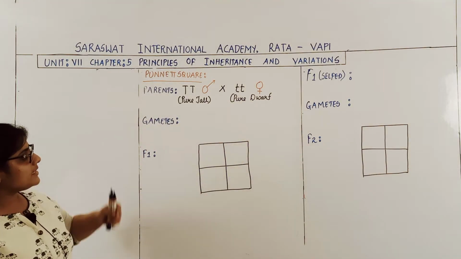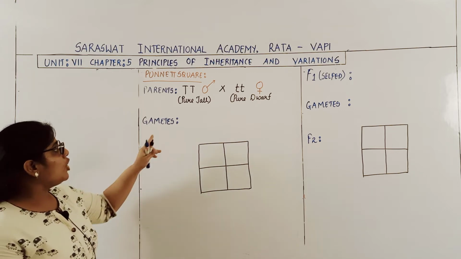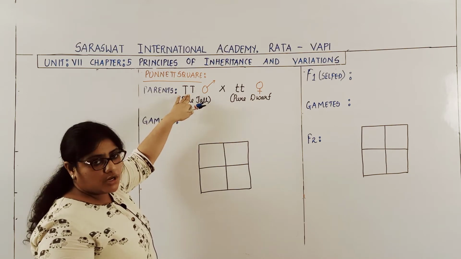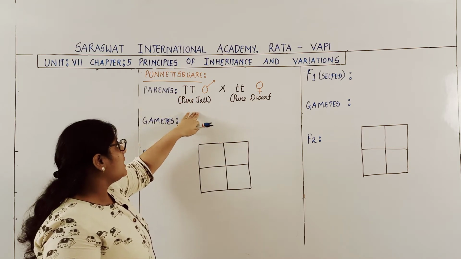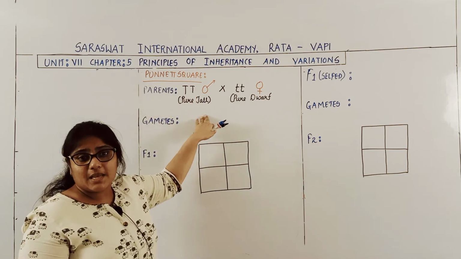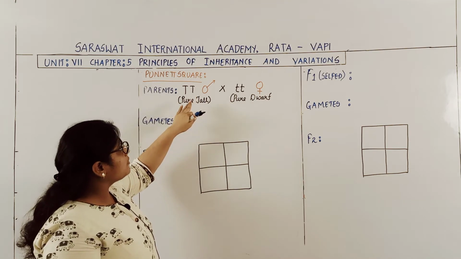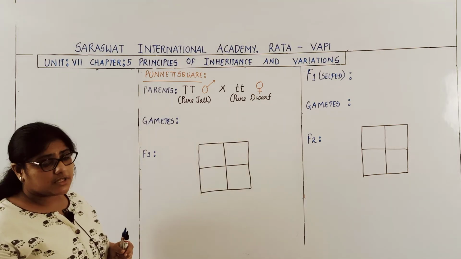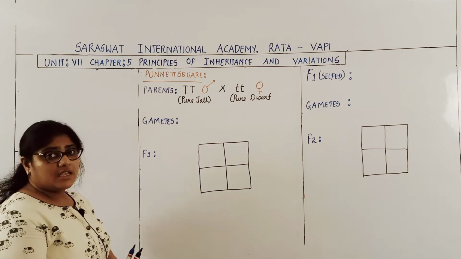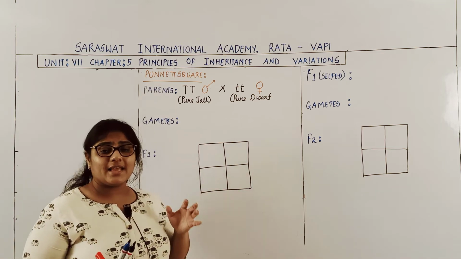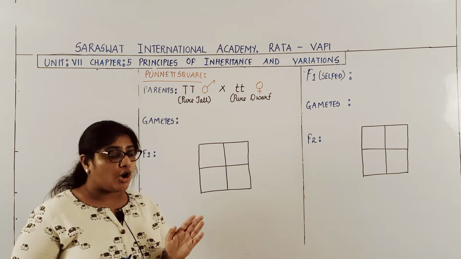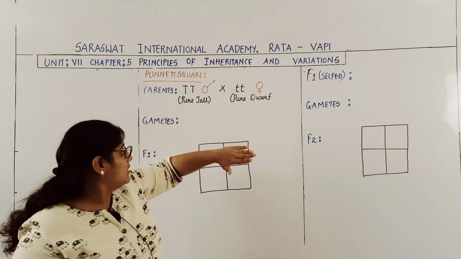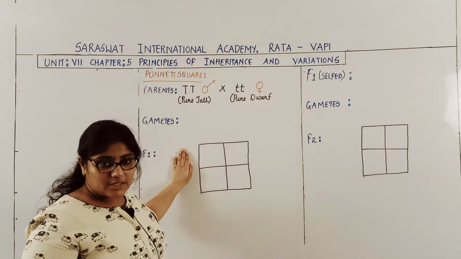Now, what are the gametes produced by them? All the gametes produced by this particular parent, small t. The male is having the genotype capital T capital T. Now, all the gametes produced by this particular parent will have the allele capital T. Now students, I told you that gametes are represented, where are they represented? They are normally represented on the top rows as well as on the left column.